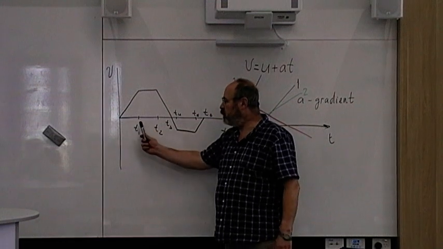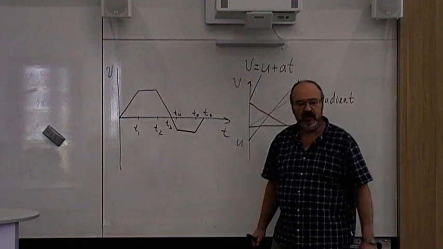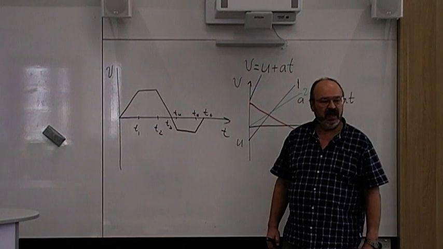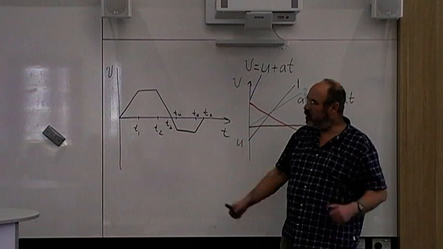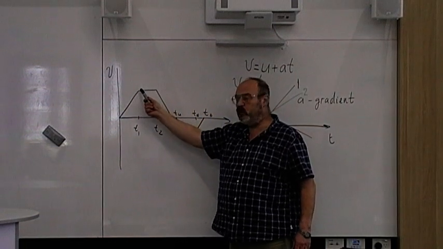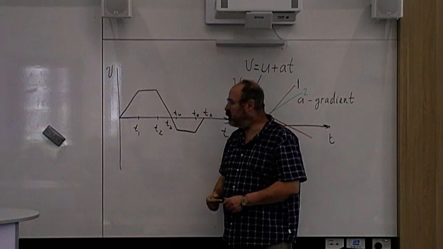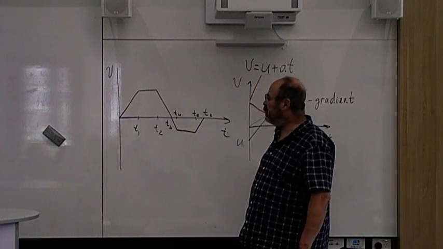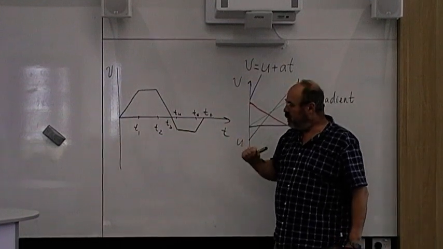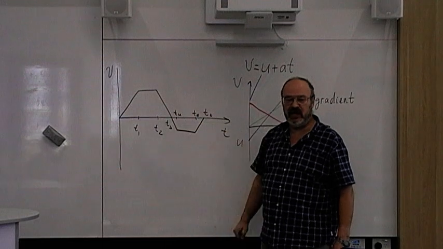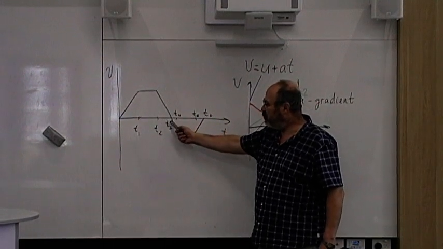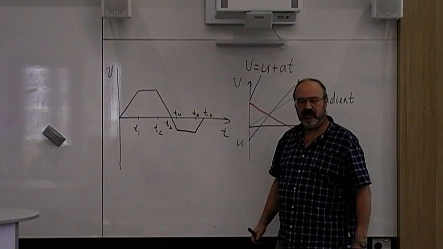What happens between T1 and T2? Acceleration is 0. It does not accelerate. It's moving with a constant velocity, gradient 0, in the positive direction. What happens between T2 and T3? It slows down. And what happens at T3? It turns around. And between T3 and T4? It accelerates in the negative direction.